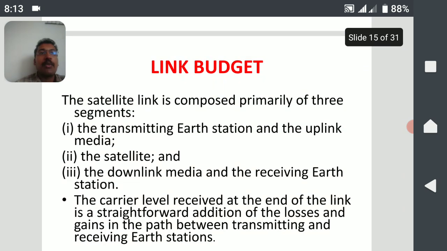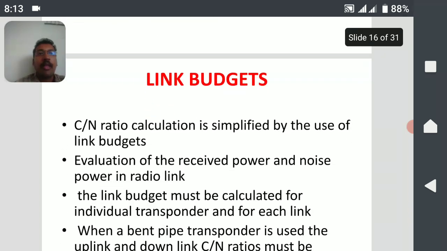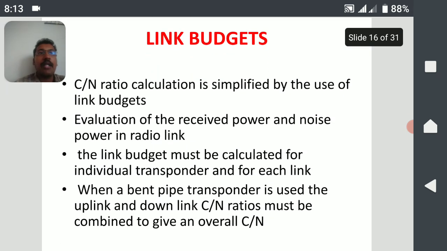The satellite link is composed primarily of three segments: the transmitting earth station and the uplink media, the satellite, and the downlink media and the receiving earth station. The carrier level received at the end of the link is a straightforward addition of the losses and gains in the path between transmitting and receiving earth stations. The carrier to noise ratio calculation is simplified by the use of link budgets, the evaluation of the received power and noise power in the radio link. The link budget must be calculated for individual transponder and for each link. When a bent pipe transponder is used, the uplink and downlink carrier to noise ratios must be combined to give an overall carrier to noise ratio.